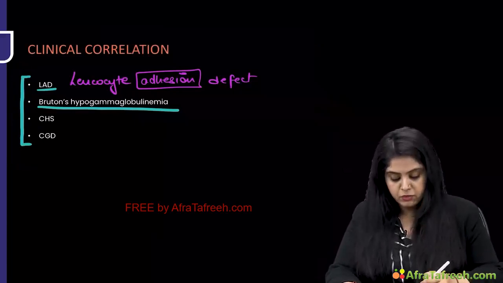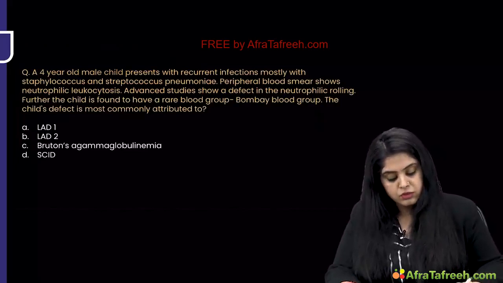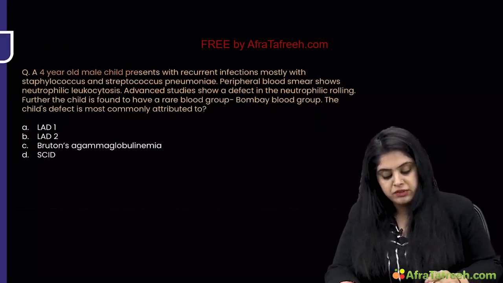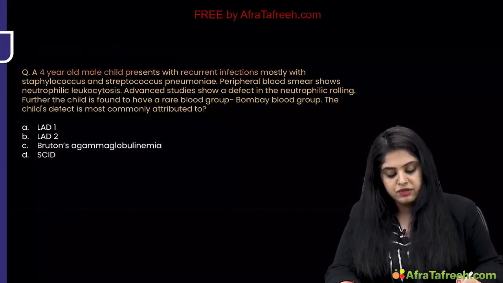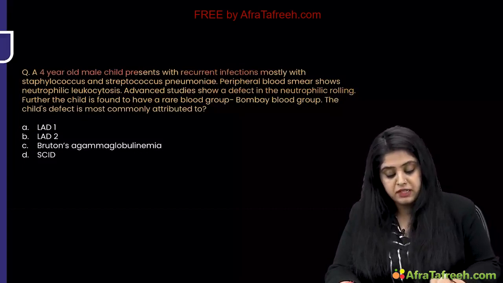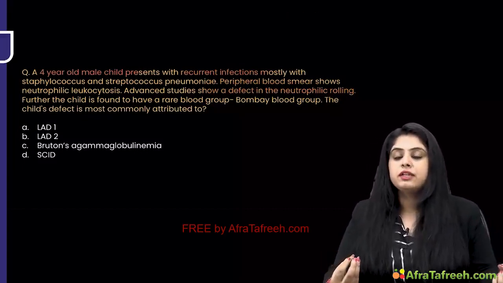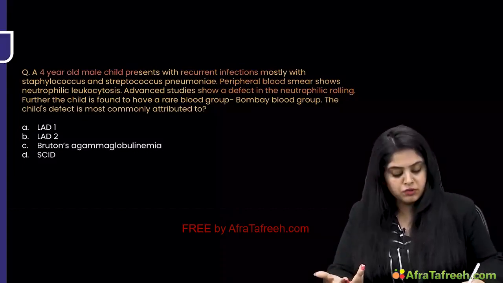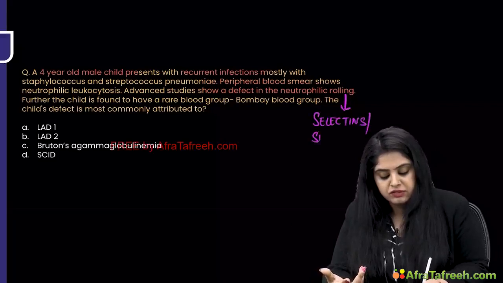Why don't you attempt some questions for me? Let's start. You have a very young child, 4-year-old male child who presents with recurrent infections. Okay, that is one thing. And there are infections with staph, strepto, peripheral smear shows neutrophilic leukocytosis, and there is a defect in neutrophilic rolling. Guys, think with all your mind. Neutrophilic rolling. Rolling was responsible for what? Rolling was with what? It was selectins. Selectins have a problem. Selectins or sialyl X has a problem.